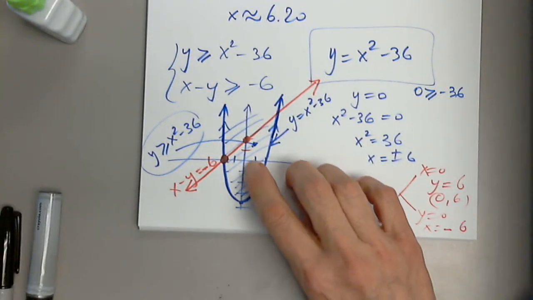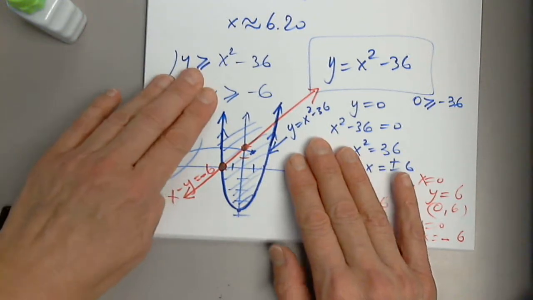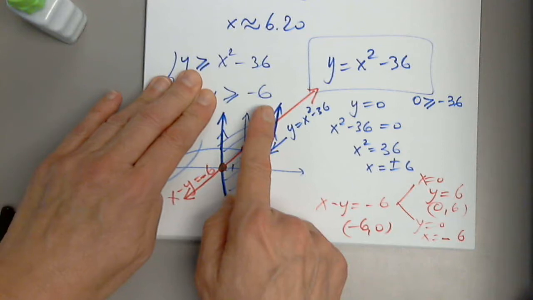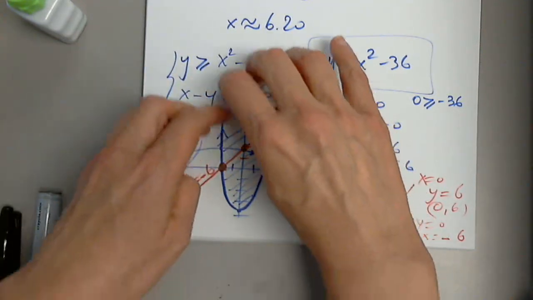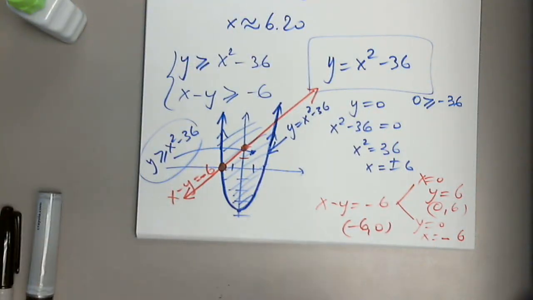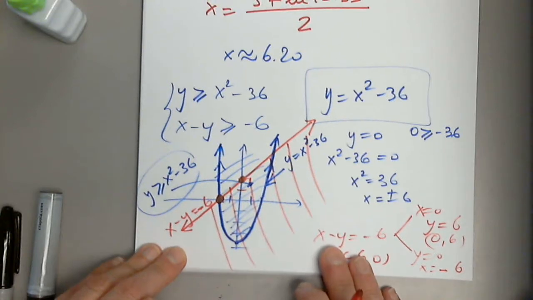Okay, so now I choose the origin, meaning that I'm checking the bottom region, 0, 0. 0 greater than or equal to negative 6. If you say true, I will shade in this. If you say false, I will shade in the above. It's true. True indeed. How did you get the points on the x-axis?